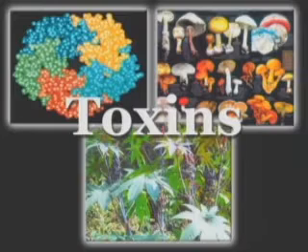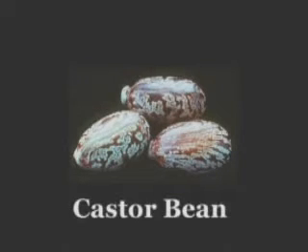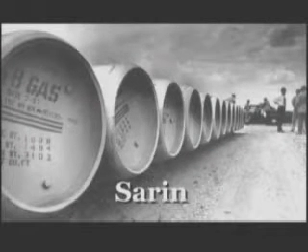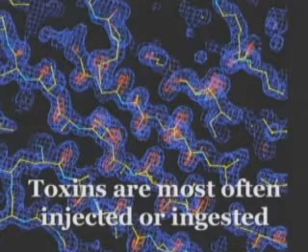Toxins are another type of biological material. In some cases, products from bacteria, fungi, and certain plants and animals possess powerful toxins. For example, ricin is a biological toxin that comes from the castor bean. Botulinum is a toxin, one of the most lethal compounds known to man. It is much more toxic than the nerve agent sarin. Toxins are most often injected or ingested.